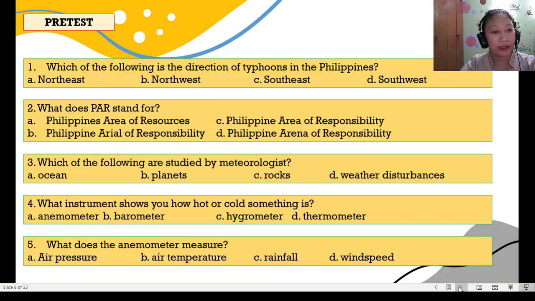Now let's check. Number 1, the correct answer is B. Northwest. Number 2, the correct answer is C. Philippine Area of Responsibility. Number 3, D. Weather disturbances. Number 4, D again, thermometer. 5, letter D again, wind speed.